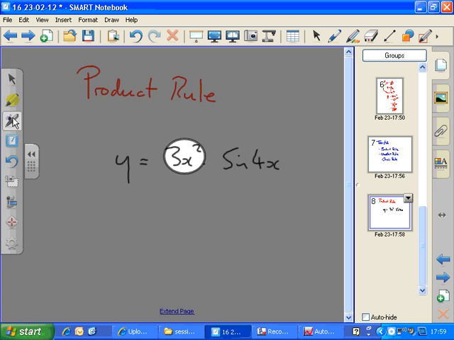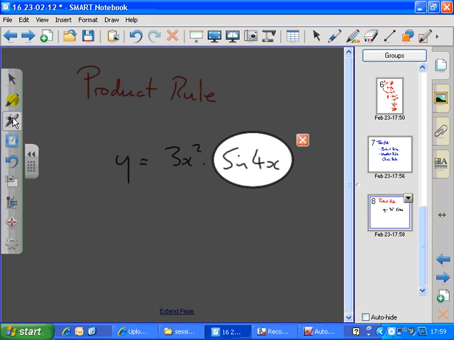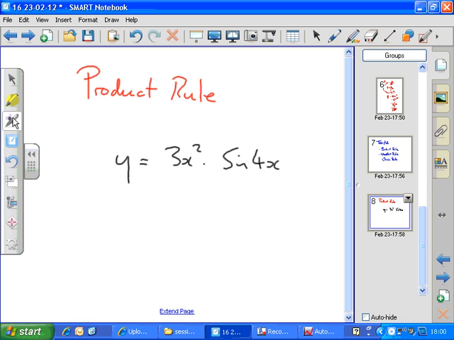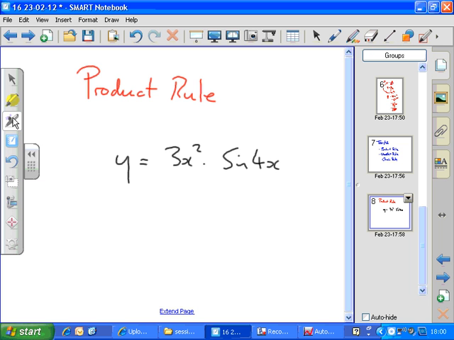If you look though, you'll see there's another function involving x. Sine 4x, which means I've got to take my variable x, whatever it is, my independent variable, times it by 4, and then find the sine of that. So I'm doing two separate things to the same independent variable x. X appears twice. And I've got one function multiplied by the other. If there's no symbol or a dot in between, it means multiply. So one function multiplied by another.